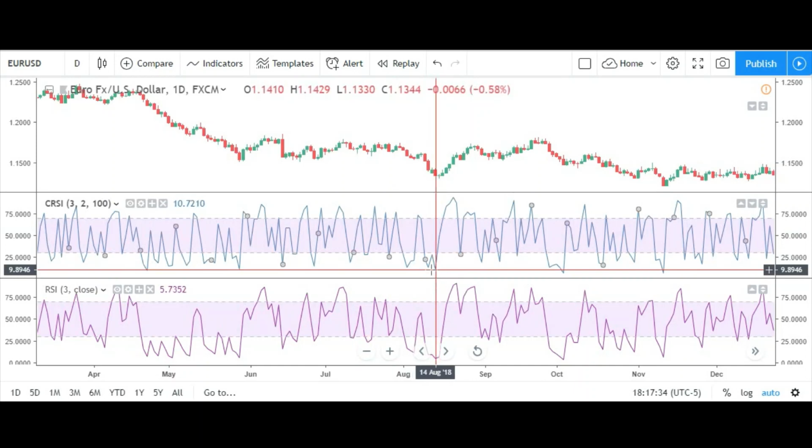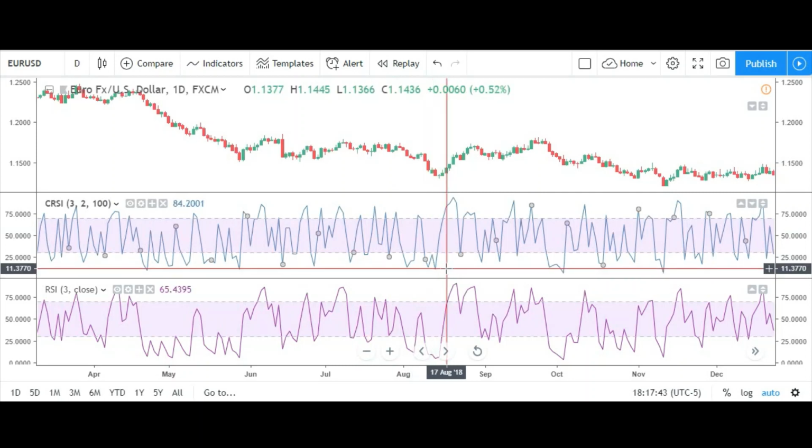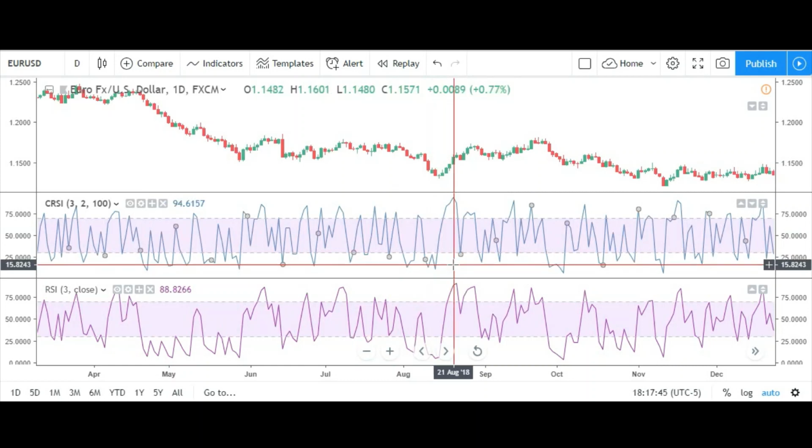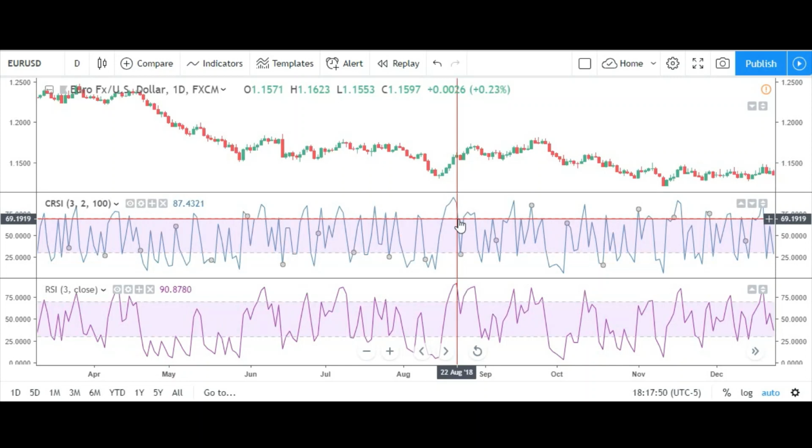Like you can see right here, we were oversold before this movement even began. So sometimes you have to wait for these signals and use other signals as well to get really good trades. A lot of times this is just good as a confirmation tool along with the other RSI.